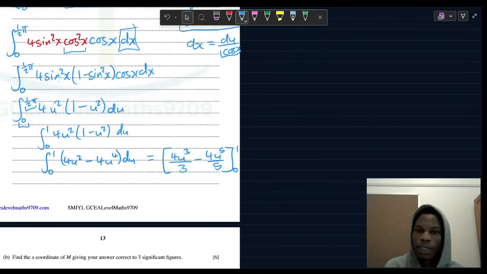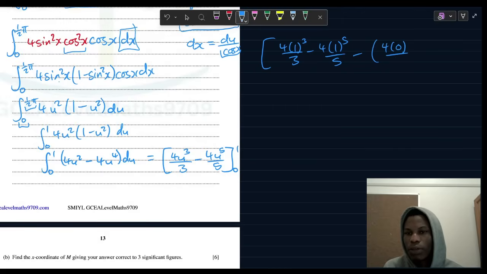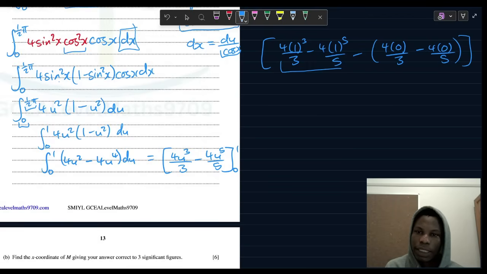And so now let's substitute in our limits. So we'll start with 1: 4 times 1 to the power 3 over 3 minus 4 times 1 to the power 5 over 5. In this case, if we substitute 0 there, that will become 0. So you've got 4 times 0 over 3, so that's just 0, minus 4 times 0 to the 5 over 5, which is just 0 again. So it's really just this part that will give us the result.